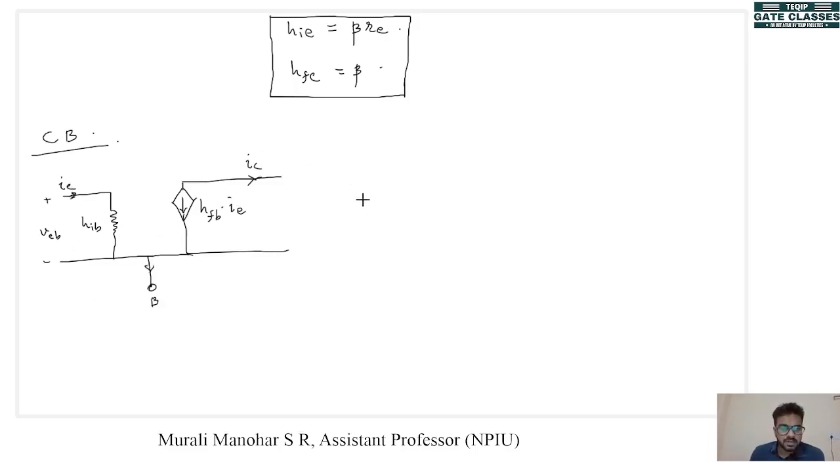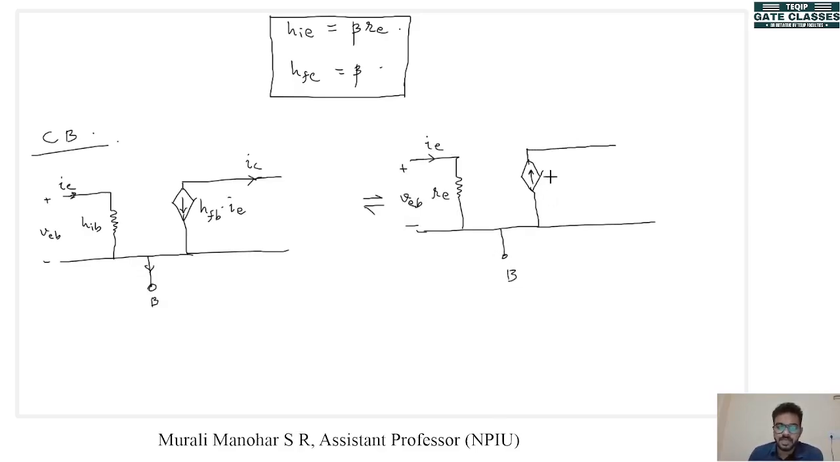Right. Now we can draw the RE model of common base configuration. Here we have a resistance. Here we have our current source. This is RE. Here we have VEB, IE, the base, and alpha IE. This is IC, and across this is VCB.